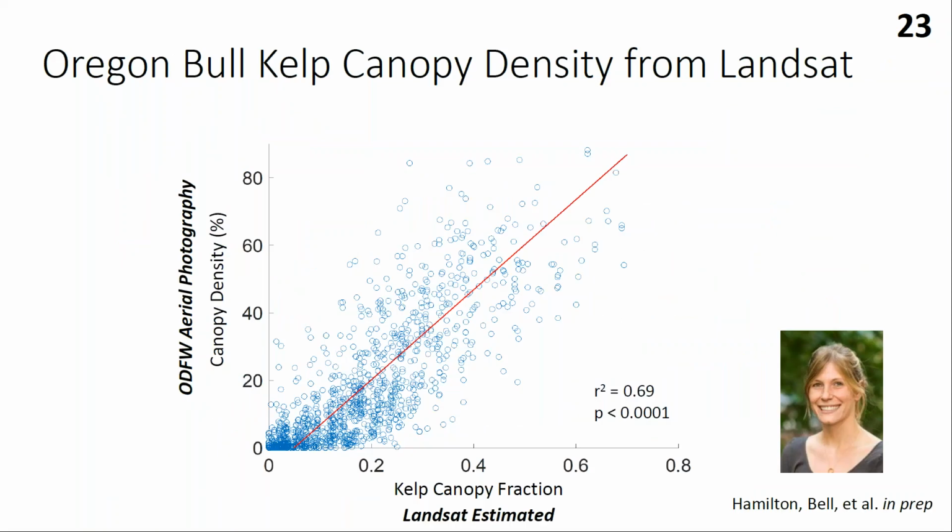Okay, and so I wanted to talk a little bit about some ongoing work I'm doing with Sarah Hamilton up in Oregon, where we took a look at the Oregon Department of Fish and Wildlife aerial photography and compared it to the Landsat estimated kelp canopy fraction for Nereocystis. And we see that there is a fairly strong relationship between the two. So we're moving ahead with making time series in Oregon with the automated protocol. And we'd like to do the same for Northern California as well. And I'm working on a time series for Southeast Alaska right now. Next slide.